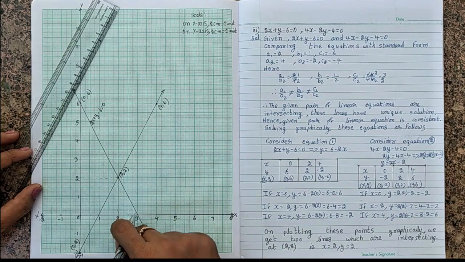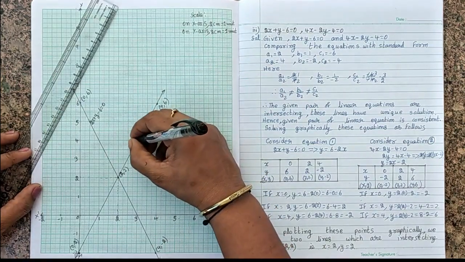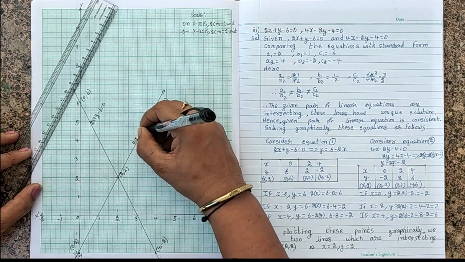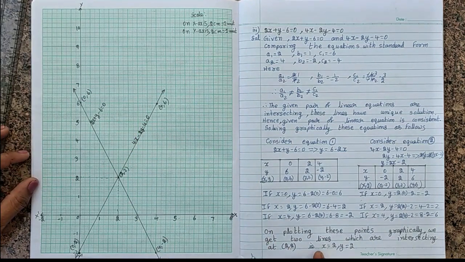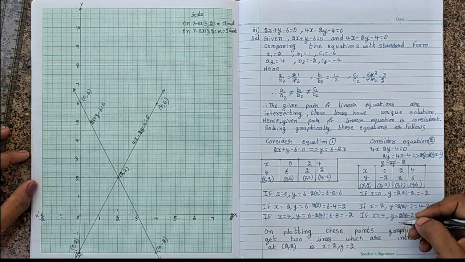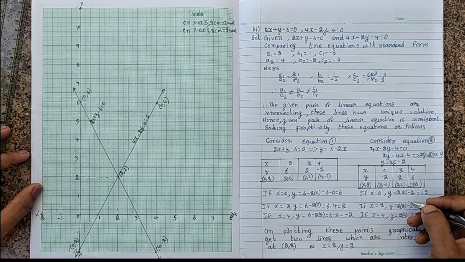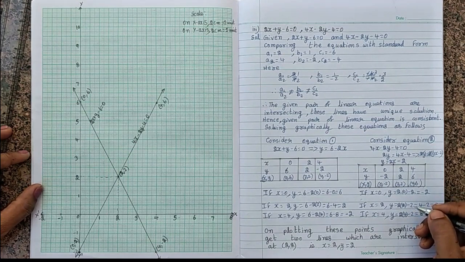That means x is equal to 2, and y is equal to 2. What is this equation here? 4x minus 2y minus 4 equal to 0. Right? So now finally, on plotting these points graphically, we get two lines which are intersecting at 2, 2. That is x is equal to 2 and y is equal to 2. This means, what did they say, children? If they are consistent, show graphically. If they are inconsistent, there is no need of showing graphically.